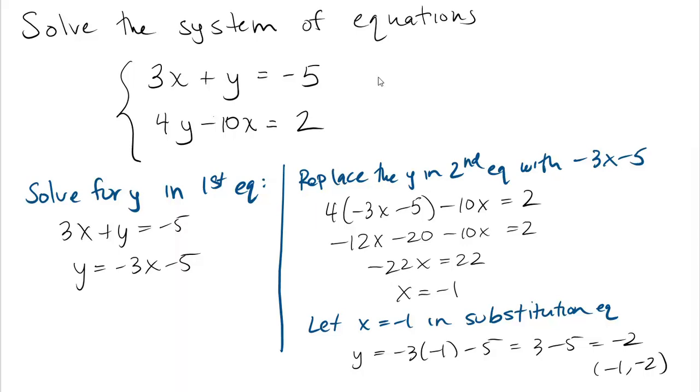The geometric interpretation here is the intersection of two lines with different slopes, so it's not surprising that there's only one solution.